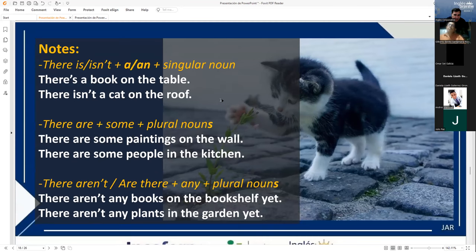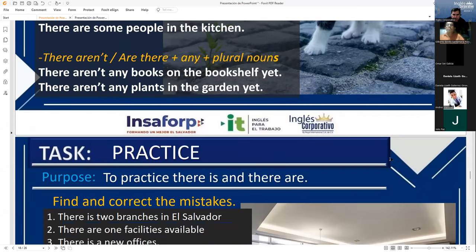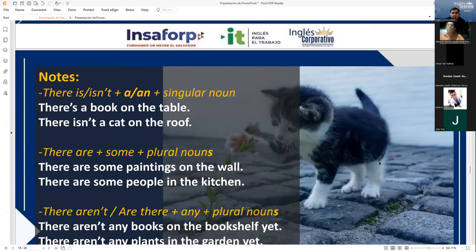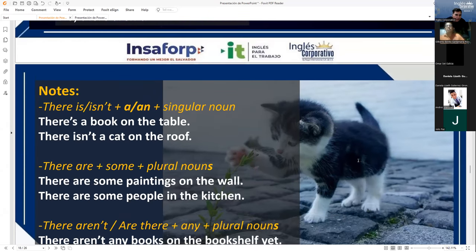For negatives, we say there isn't a cat on the roof. There are some paintings on the wall. There are some people in the kitchen, but negative: there aren't any books on the bookshelf yet. There aren't any plants in the garden yet. So that is the information. Do you have any questions so far?